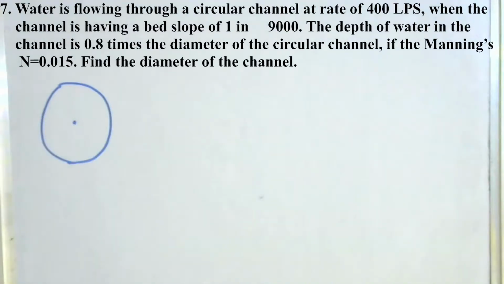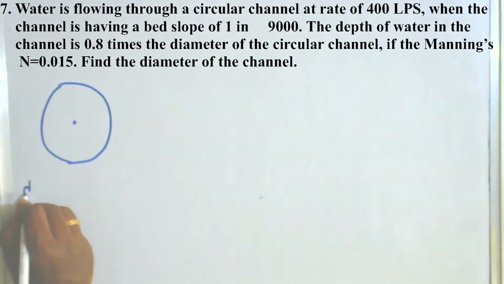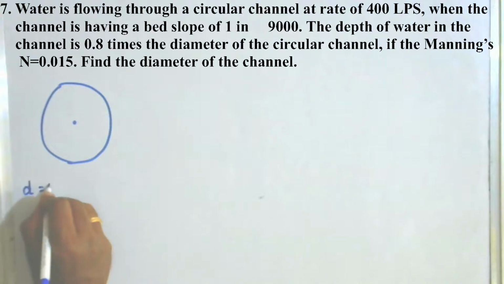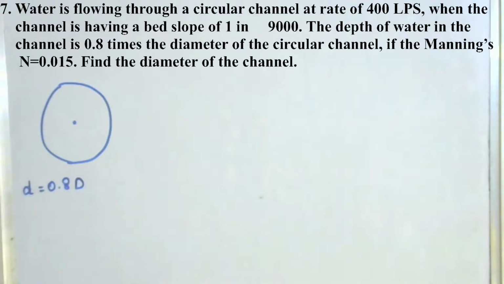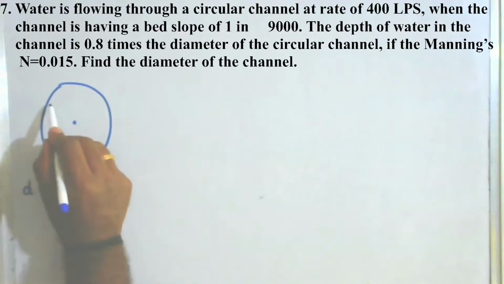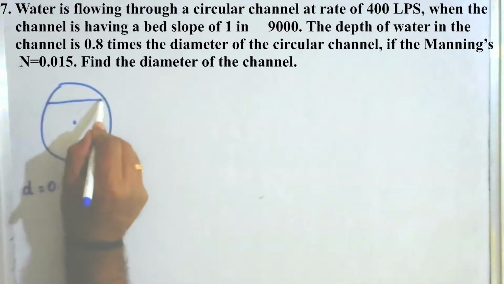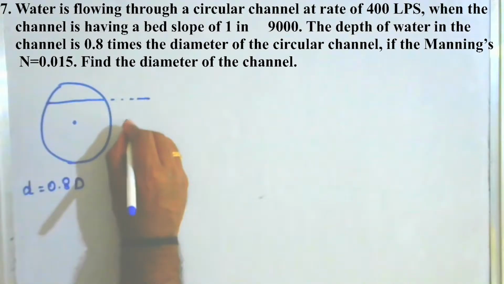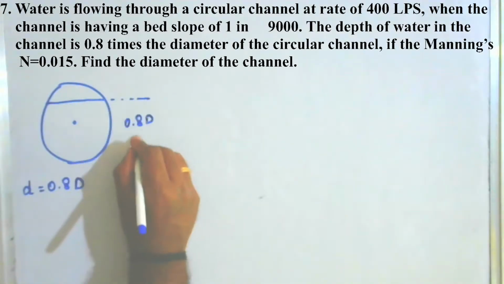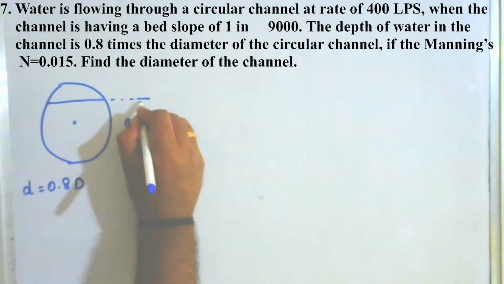This is the center of the channel. So in this problem, it is given that the depth of water d in the channel is 0.8 times the diameter. 0.8 times the diameter means it is above the center of the channel. So this is the depth of flow. That depth of flow is nothing but 0.8 times D, where D is the diameter.